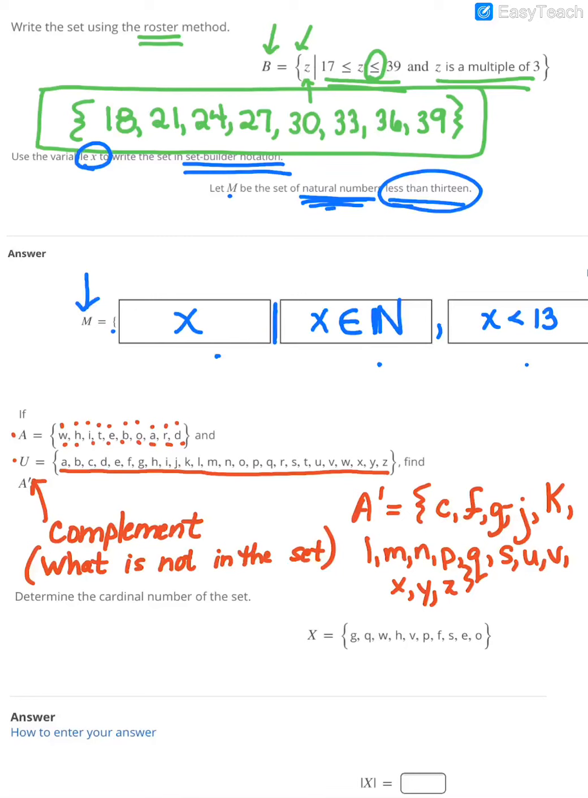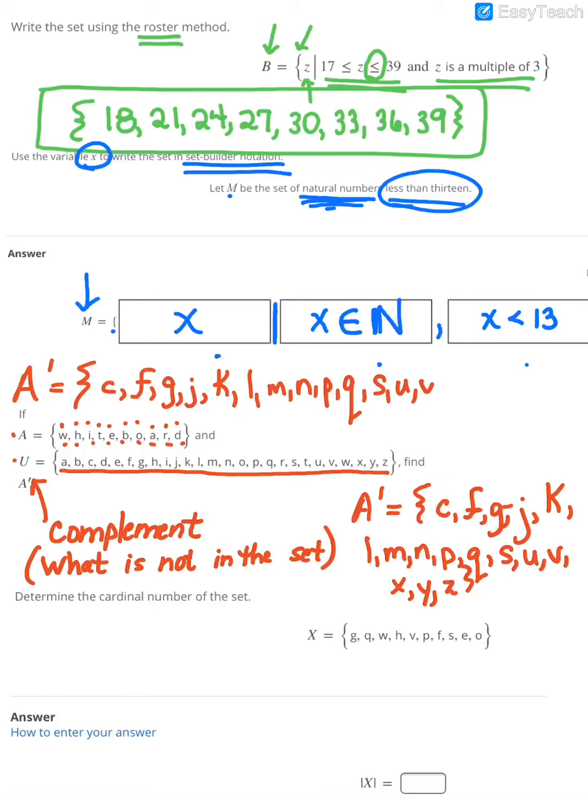And so, technically, let me come up here. You'd write it all out in one row. So C, F, G, J, K, L, M, N, P, Q, S, U, V, X, Y, and Z. Those are all in the complement of set A.